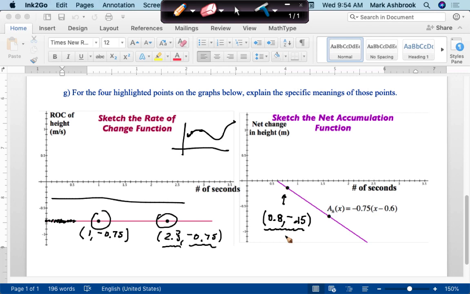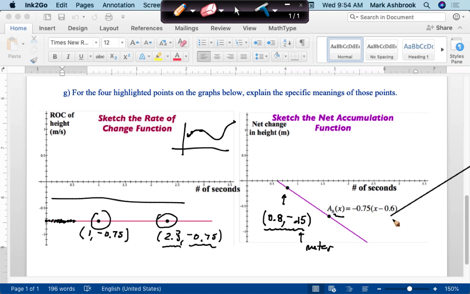Okay, so he said the net accumulated change of what? Change in height. He said the net accumulated change in height from, this is the key, starting from 0.6 seconds to 0.8 seconds, is negative 0.15 what? Meters, right? So starting from 0.6 seconds until 0.8 seconds, the flag went down 0.15 meters. That's what that point is saying. That's what this net accumulation function is all about.